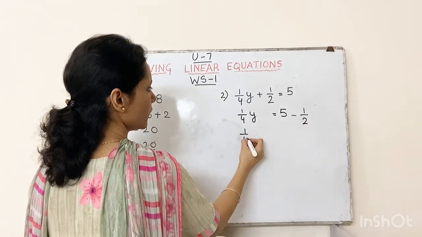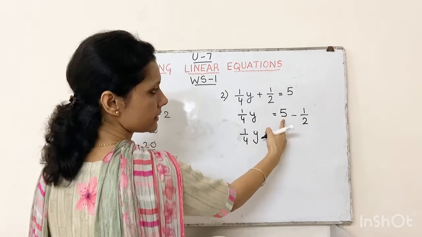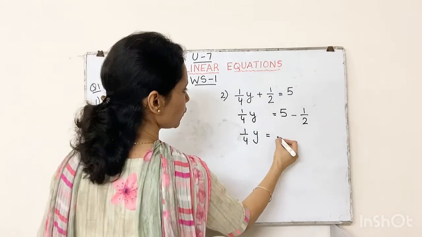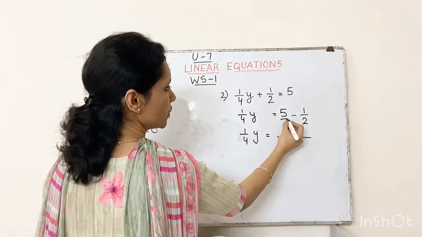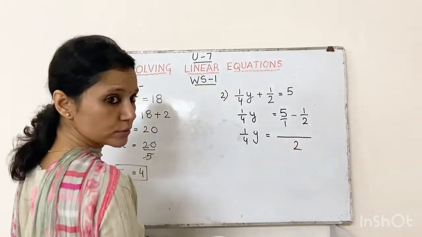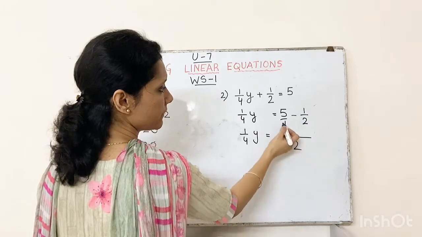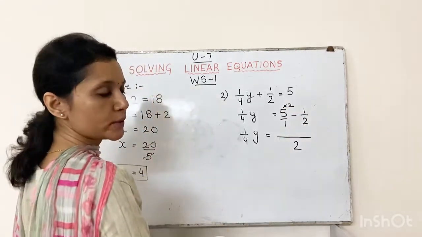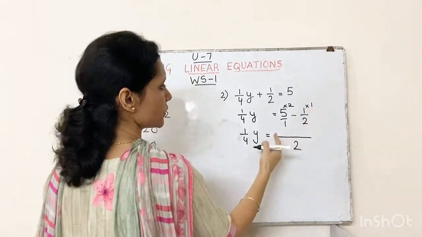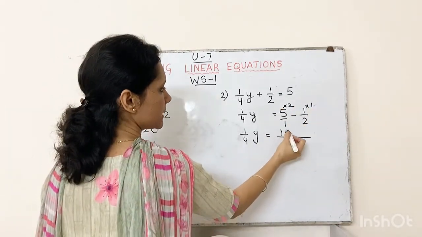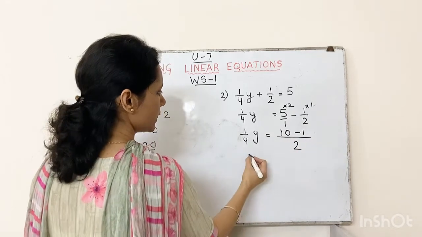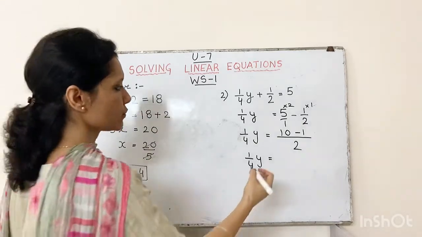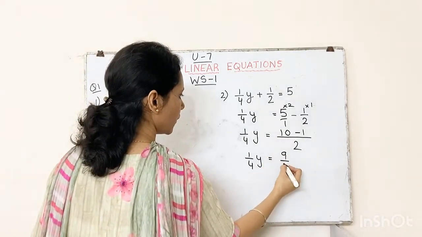Now solving it further. Now this is a whole number and this is a fraction and they are getting subtracted. So we'll have to solve it by taking the LCM. So LCM of 1 and 2 is 2. So now 2 divided by 1 is 2. So we'll multiply 2 here and 2 divided by 2 is 1. So we'll multiply 1 here. So this becomes 5 2s are 10 minus 1. So this becomes 1 upon 4y is equal to 10 minus 1 is 9 upon 2.